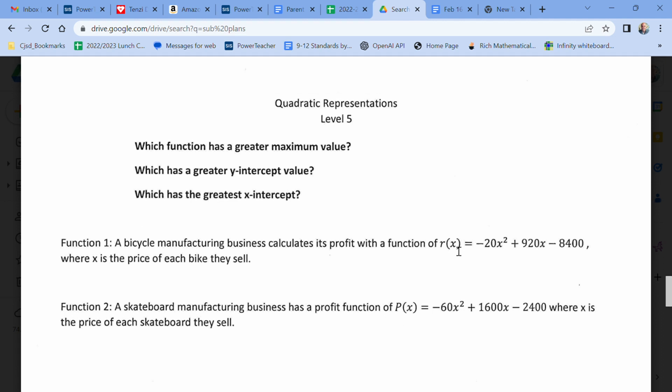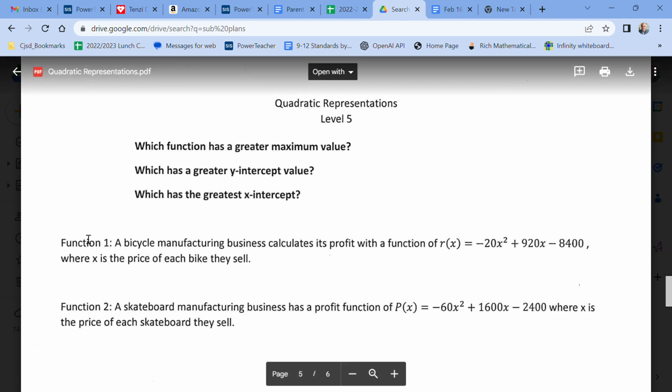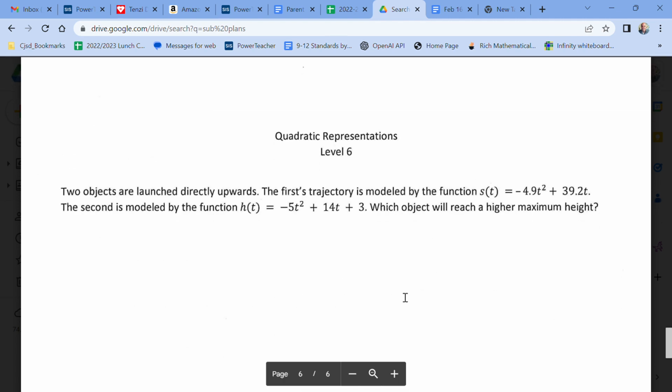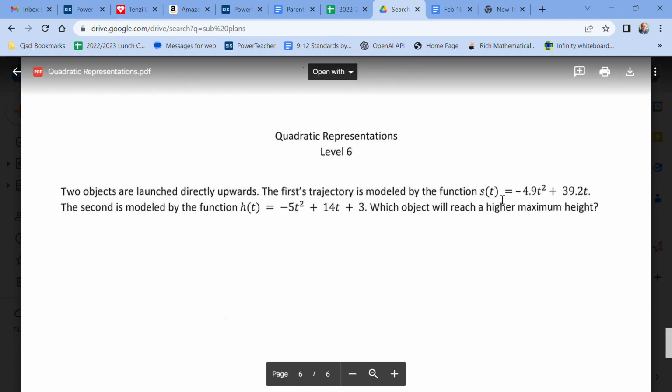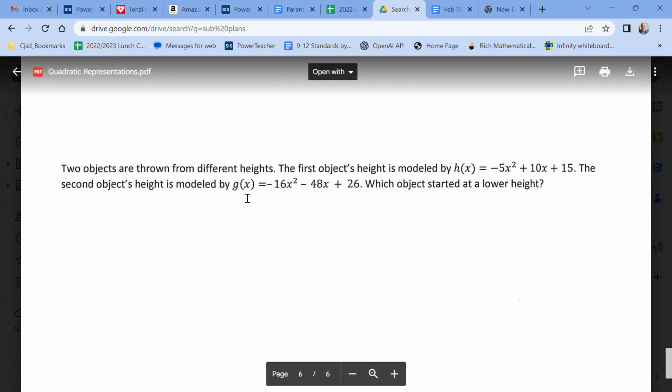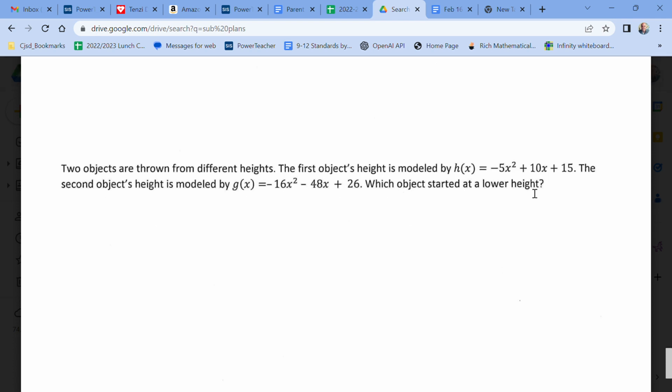You can look that up. And here you have the functions, right? So now, given a story problem with the function given to you, you have to compare this story problem and this function to this story problem with that function and answer which one has a greater maximum, which one has a greater y, which one has a greater x intercept. That's level 5. And then level 6, you have two functions again given to you, and we're asking this question, which one reaches a maximum height? And then again, two functions, which one started at a lower height?